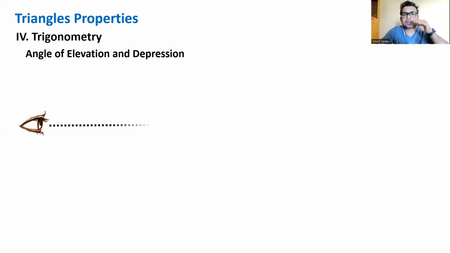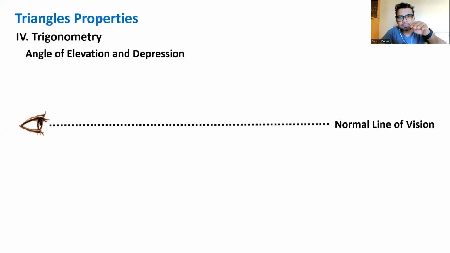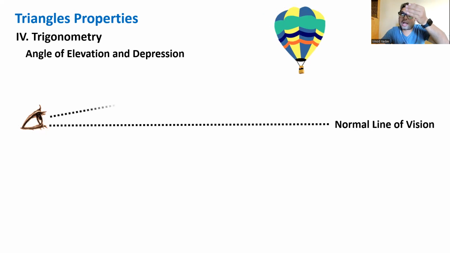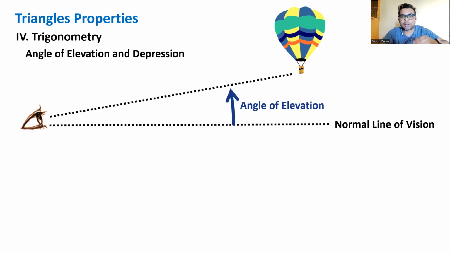So see, this is our normal line of vision, which is nothing but parallel to the ground. Whenever you see something, you always see parallel to the ground, right? Your line of vision will always be parallel to the ground. Now, if an object is at a higher level, you'll have to raise your eyes to that level, right? Whatever angle you have to raise it by, that angle is called the angle of elevation.